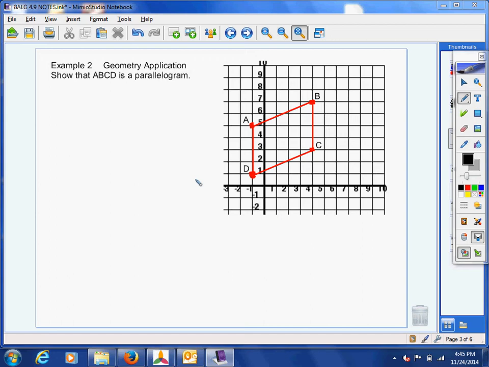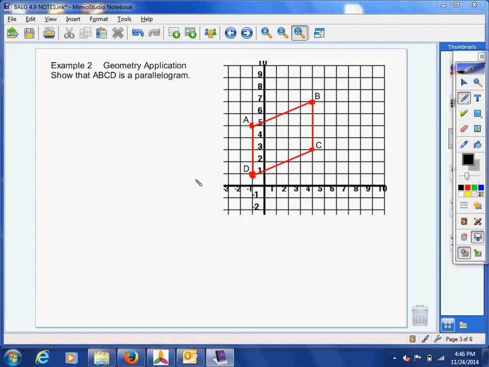Graders, it's Mrs. Thompson. We're going to do 4.9 example 2 today, and I don't think this will take too long. I think this will probably be a really simple lesson, especially if you just got done watching example 1. We're going to do a geometry application today.